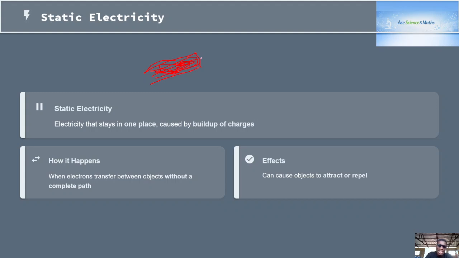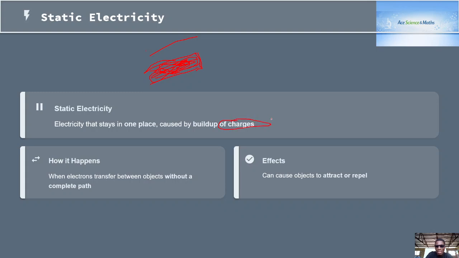So static electricity is this: the current cannot flow through, but it is being generated. Electrons, the negatively charged particles, are moving, but they cannot flow because there is an obstacle blocking the current. So the current now becomes static. Static electricity is the one that stays in one place. It's caused by a buildup of charges.